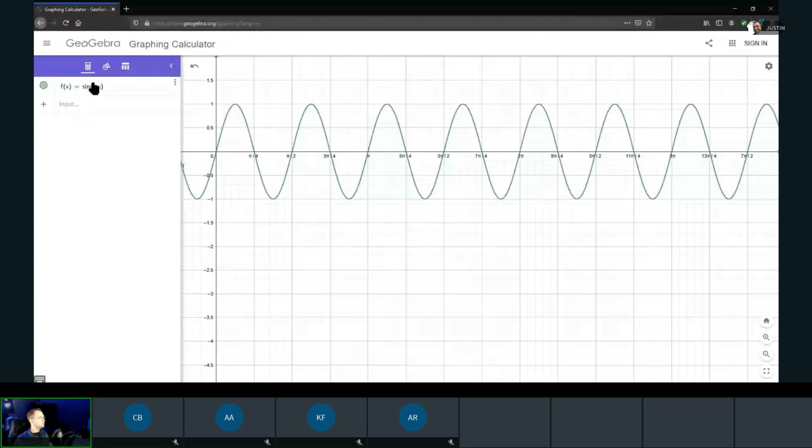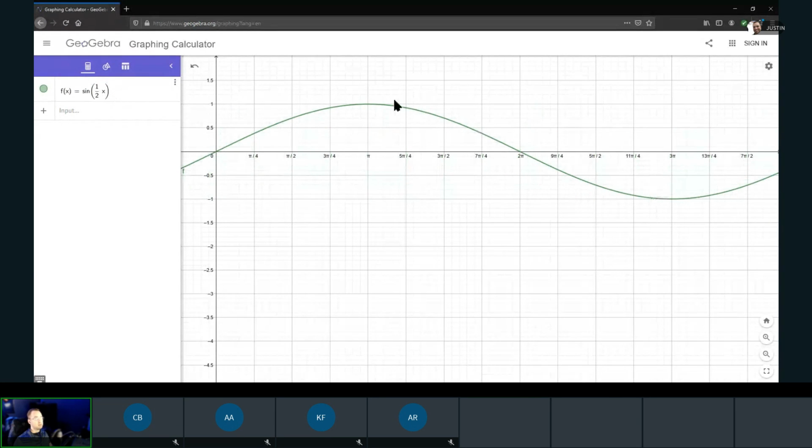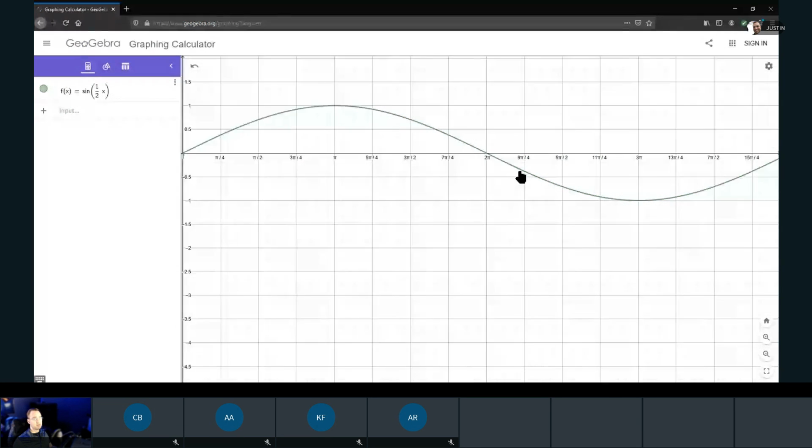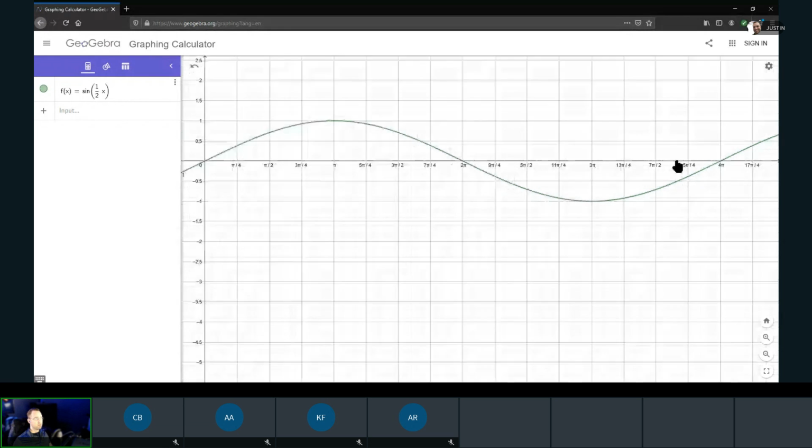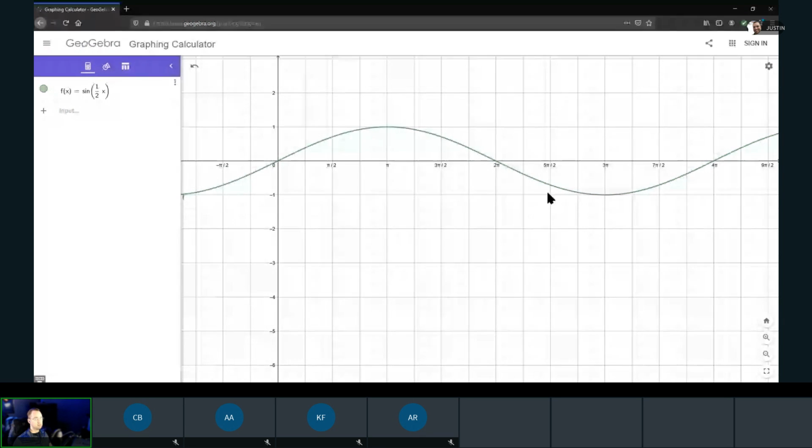All right, so if k value is greater than 1, it takes less time. Making k value less than 1 should make it take longer to do a full rotation. And sure enough, it does. We went from 2 pi to 4 pi. So it takes 4 pi to do a full rotation when k is less than 1.